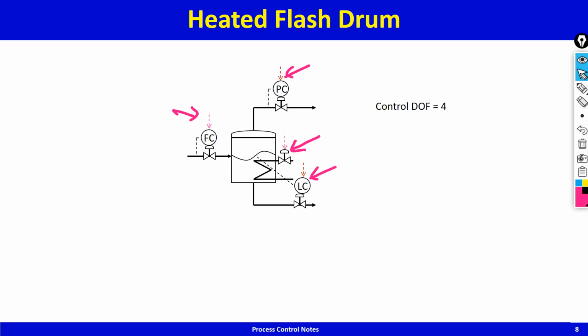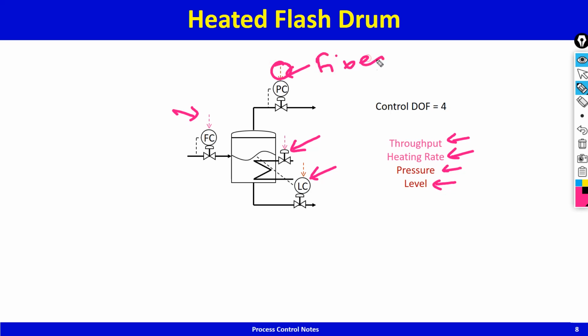Level of course has no steady state effect, so there are 3 steady state degrees of freedom, 1 dynamic degree of freedom. Now here, throughput is inflow, and heating rate is what is deciding the vapor liquid split. I have noted pressure and level in brown because typically the steam header pressure is fixed and you're not free to change this set point. This set point is fixed. Because it is fixed, you're not free to change it. Therefore, it's not really a degree of freedom.